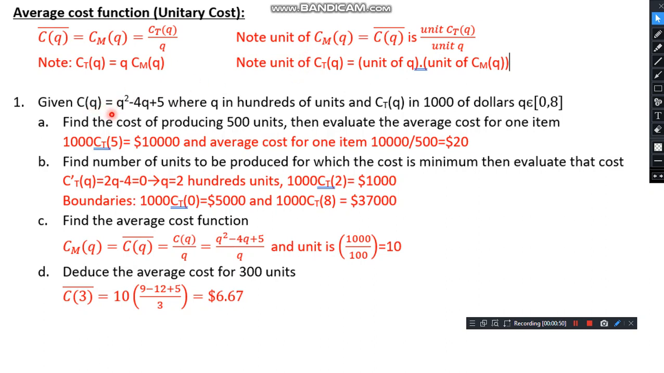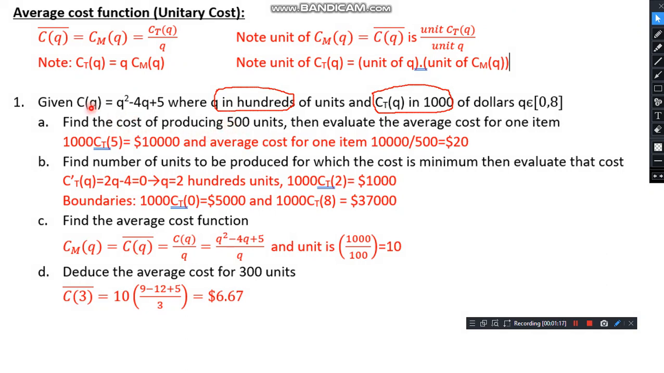Given the total cost is Q squared minus 4Q plus 5, where Q is in hundreds of units, and C of Q is given. So directly the average cost will be unit of C over unit of Q. So 1000 over 10, it must be 1000 over 100, it must be 10. Q is between 0 and 8. Find the cost of producing 500 units.